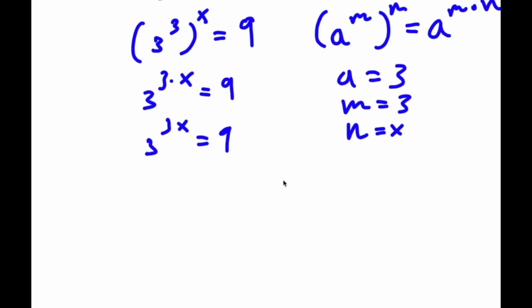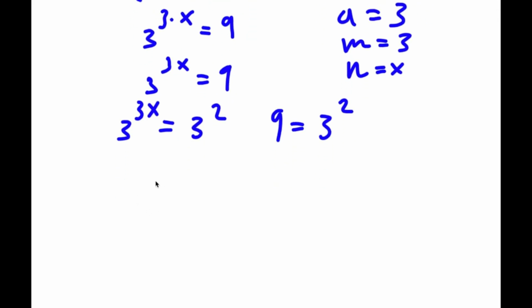Now 9 here is the same thing as 3 squared. So I have 3 to the power of 3x is equal to 3 squared. And now another property of exponents is that if I have something in the form a to the power of m is equal to a to the power of n, then this means that m is equal to n.